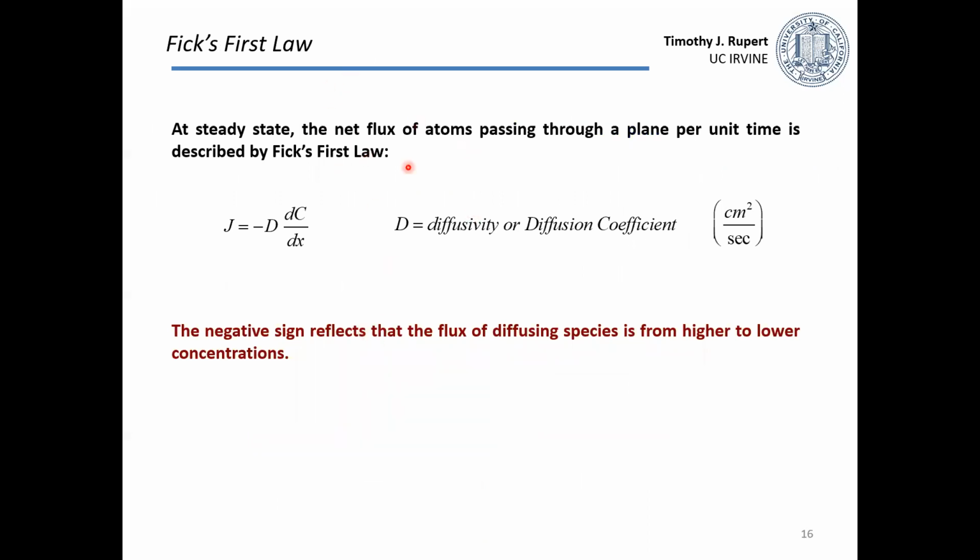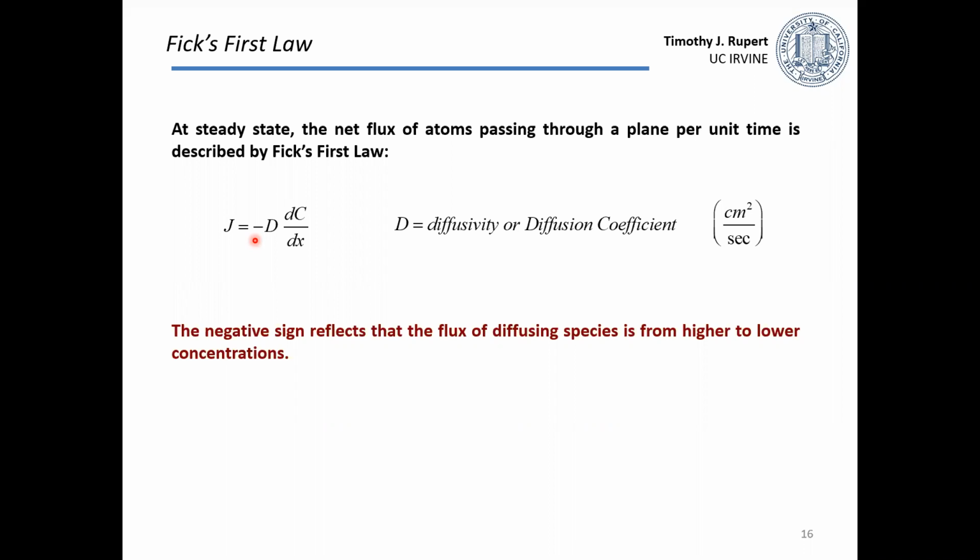So again, this is talking about what's that net flux. That D is diffusivity or diffusion coefficient. Those words can be used interchangeably. It has the units of some sort of area, so it could be meters or centimeters squared, and then per second. Now, one thing I want to point out real quickly is that that negative sign is important because it tells us that the diffusing species is going from higher to lower concentration.